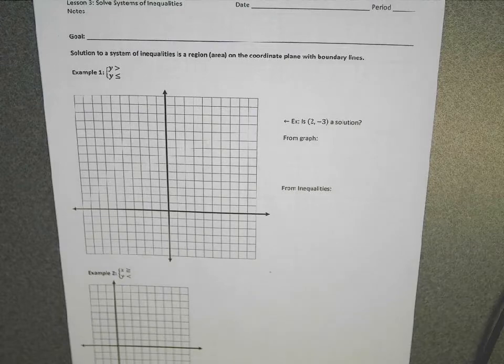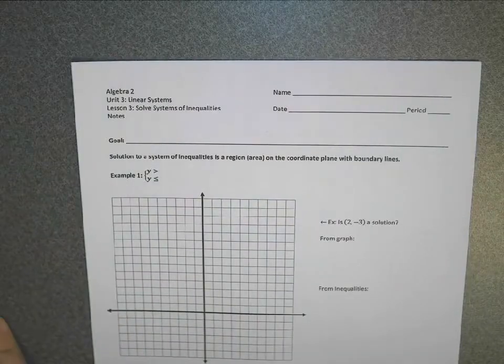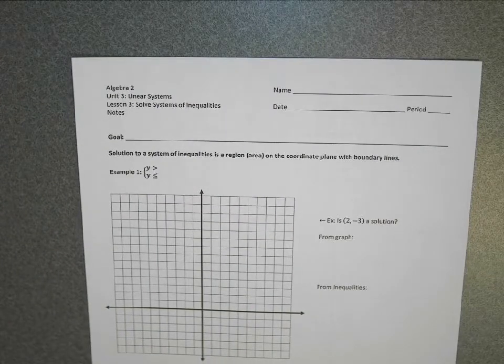All right. So these are the notes that we're looking at. Lesson 3, where we're solving systems of inequalities. Now, back in Unit 2, we did graphing of inequalities in two variables. And do you remember what was different about graphing inequalities versus graphing equations? What was different about them?